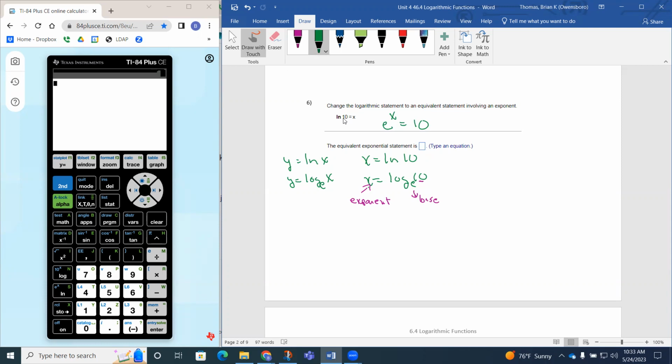So any logarithmic form equation can be changed into an exponential form equation. So these mean the same thing. They're just written in a different form. So again, they are equivalent. There's that word equivalent statement. So these are interchangeable. So notice how, again, the base is e. This is the exponent. They go together. And then the 10. So that looks good.